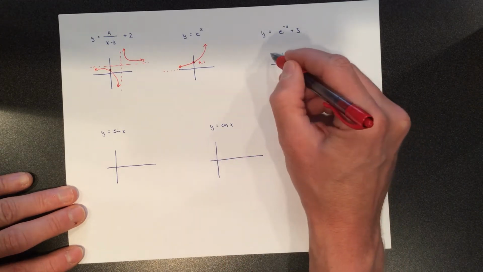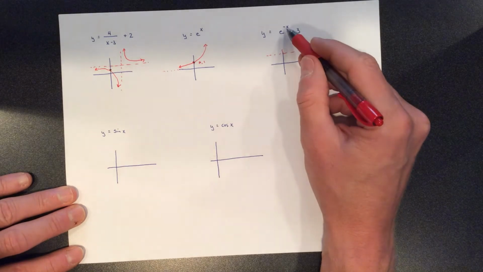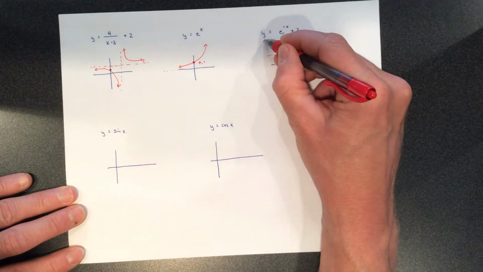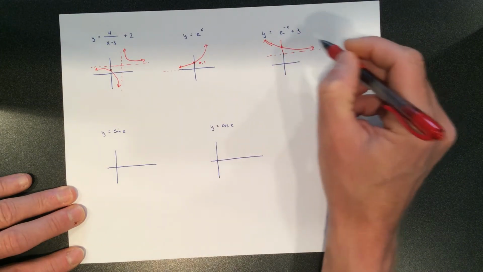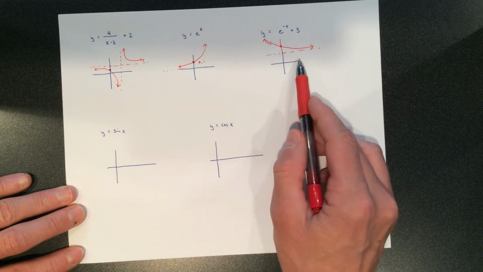This is going to shift everything up 3. So let's put a horizontal asymptote at 3. And when you let x equal 0, you're going to get 4. So it's going to go this way this time because it's backwards. Something like that. So it's a decaying one, which is just the horizontal flip of this.